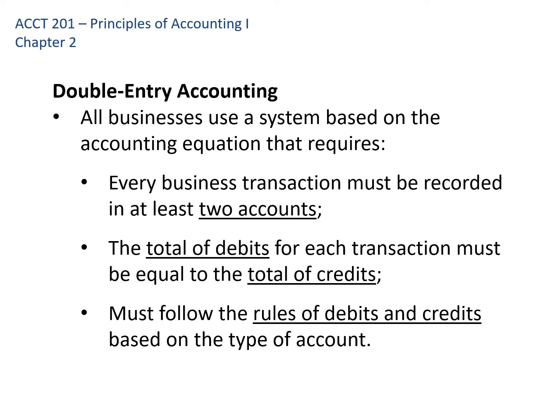We use something called double entry accounting, which means that every transaction is going to affect at least two accounts. As an example, when we receive money by borrowing money from a bank, we'll increase cash and we'll increase our debt to the bank. So it affects those two accounts. It could be more than two accounts, but it's going to be at least two.